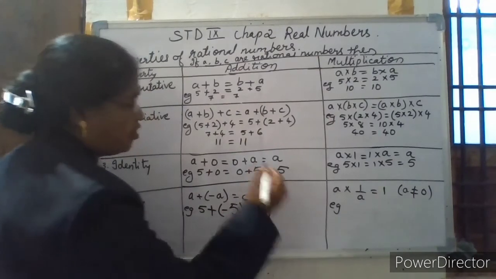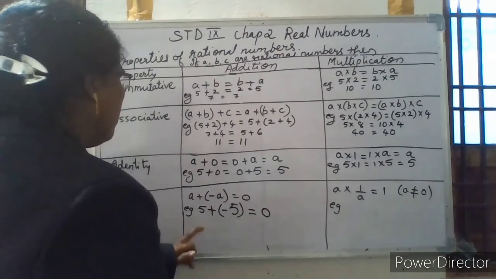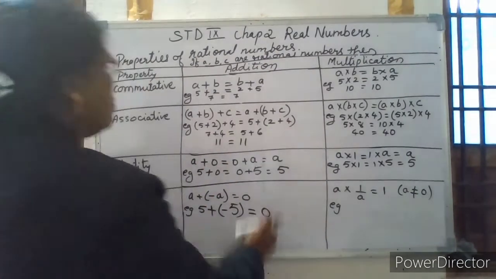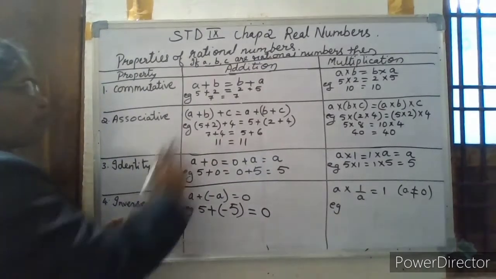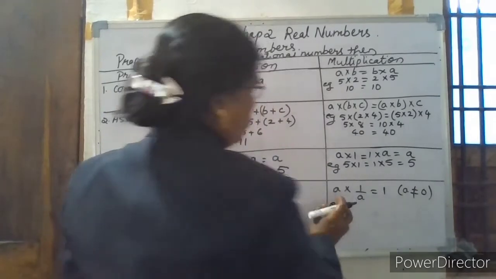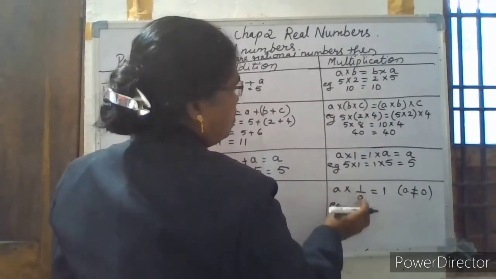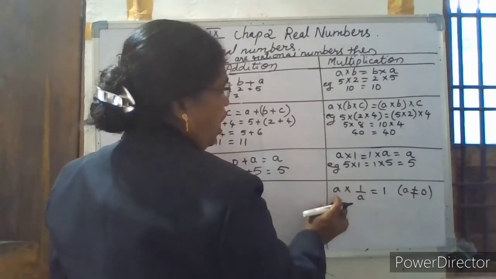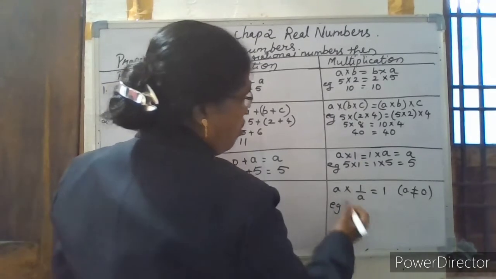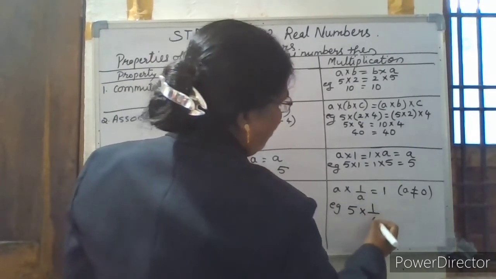0 is a neutral number, so no need to put any sign. So the sum of any two opposite numbers is always equal to 0. That is the inverse property of addition. Now for the inverse property of multiplication, see, the inverse in multiplication, that is 1 by a, the reciprocal of a. A into the reciprocal of a is always equal to 1. For example, 5. The reciprocal of 5 is 1 by 5.